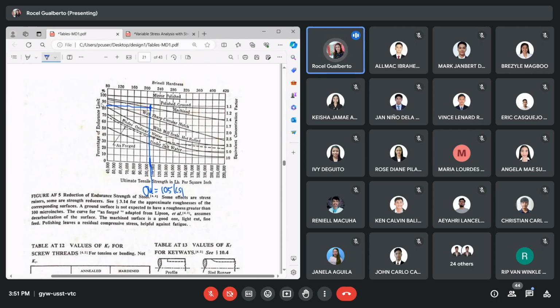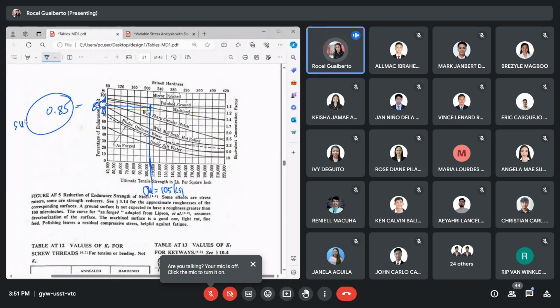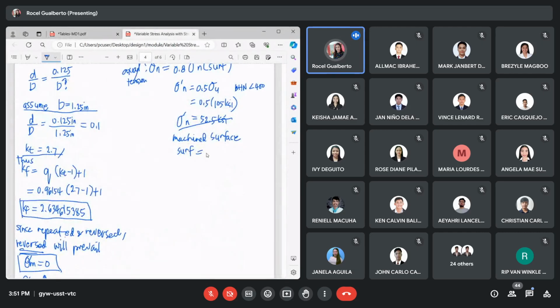Okay, so approximately, ano pong makikita natin dyan? 85%, or this is simply equal to 0.85. So, yan po yung ating magiging value ng surface factor. Okay, so approximation lang po ulit yan, yung 0.85. Okay, so yan po yung substitute po natin. Taken from figure AF5. Ano pong page na rin? 21 po. Okay, that would be the surface factor.